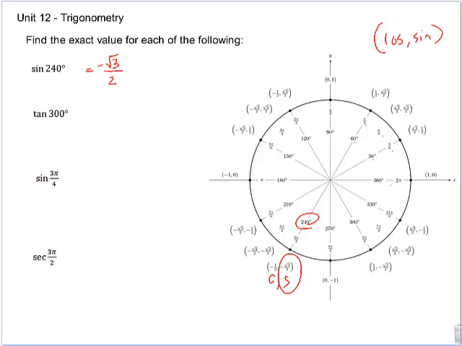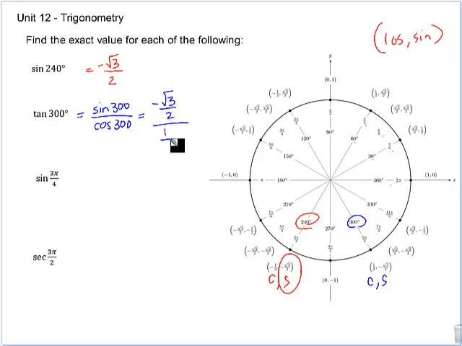Tangent of 300, so first find 300, here's 300. We see our cosine value and our sine value, and we recall that tangent is equal to sine over cosine. So this would be sine of 300 over cosine of 300. Well, the sine value there is negative square root of 3 over 2.